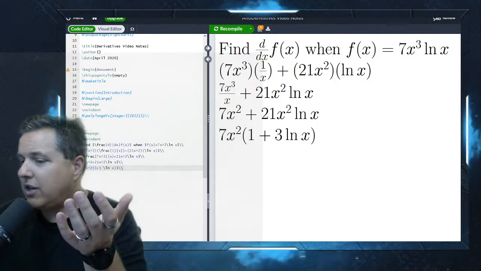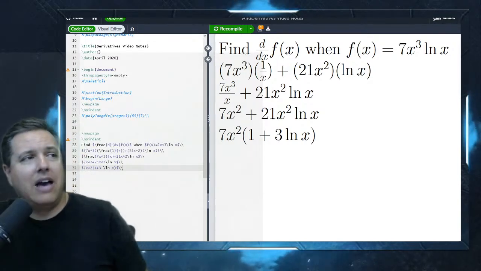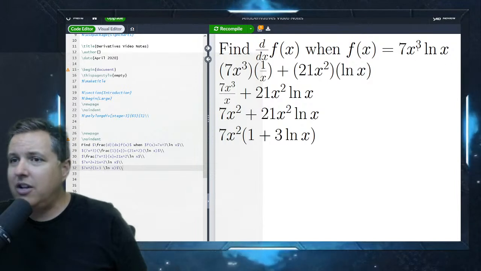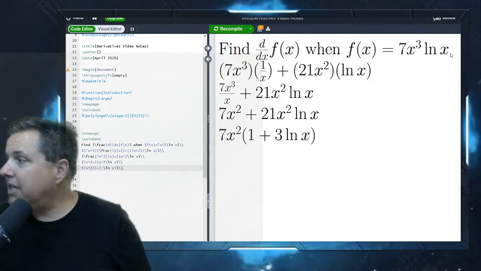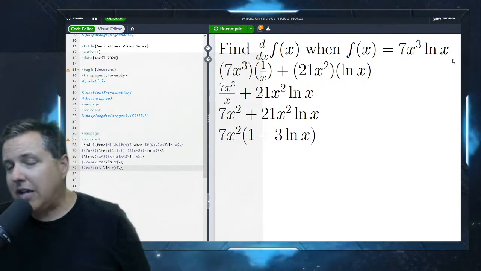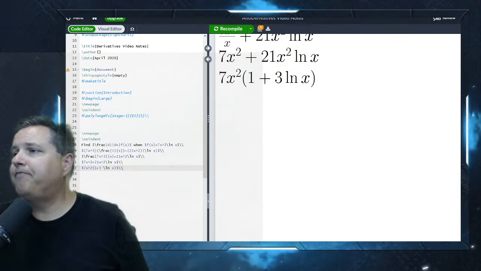It's all those same questions that were being asked about derivatives. It's just that now you had this added complication of a new derivative that you didn't know how to take the derivative of 15 minutes ago or 20 minutes ago. And it's just the derivative of natural log of x is 1 over x.